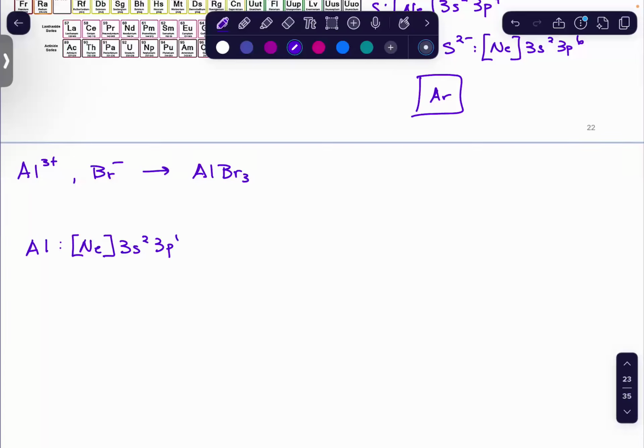Okay, so we see 3 valence electrons, 3s2, 3p1. When it loses those 3 valence electrons, it becomes aluminum +3, the aluminum ion. It becomes isoelectronic with neon.